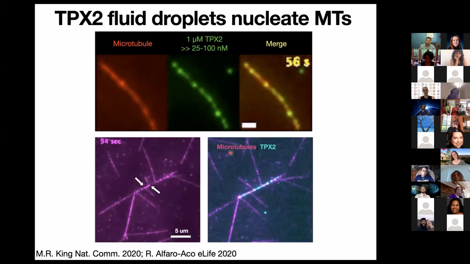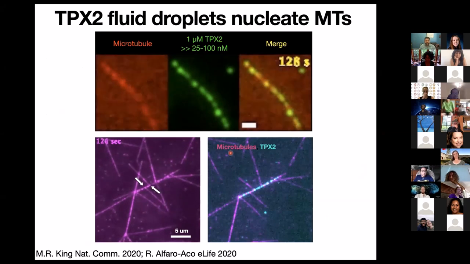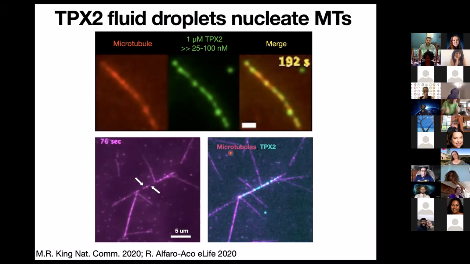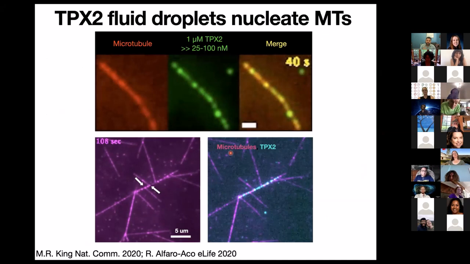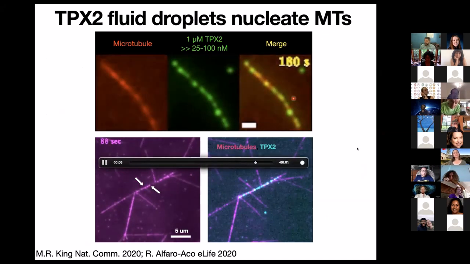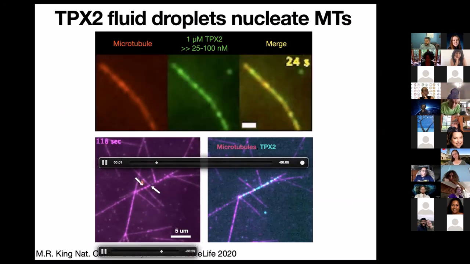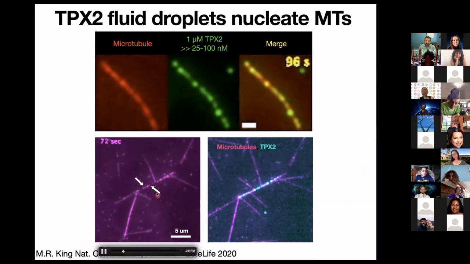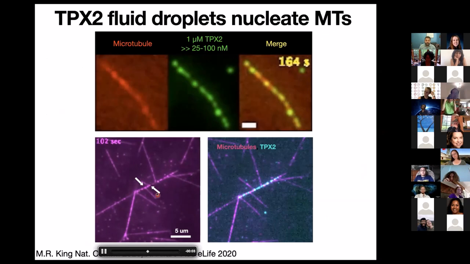And when you look at this TPX2 at very high concentrations, you discover, lo and behold, it phase separates into droplets. More on that in a second. And in fact, those droplets bind along the microtubule, and those droplets are where new microtubule branches emerge. Now, I know what some of you are thinking.